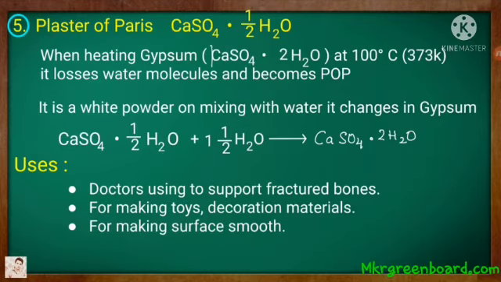When heating gypsum, whose chemical compound is CaSO4.2H2O, at 100 degrees Celsius, it loses water molecules and becomes POP, that is plaster of Paris. Short form is POP. It is a white powder. On mixing with water, it changes into gypsum. It is given as CaSO4.½H2O plus 1½H2O forms CaSO4.2H2O.